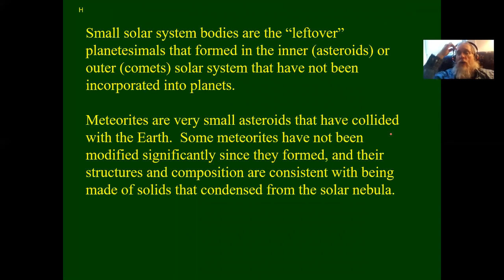Now, the small solar system bodies, the comets, asteroids, Kuiper Belt stuff, and so forth. One way to think about those is that they are basically the leftover planetesimals that have not, or perhaps in many cases have not yet been incorporated into planets. And this gives us a way to study some pretty pristine material, because meteorites are basically just very small asteroids that have survived colliding with the Earth.